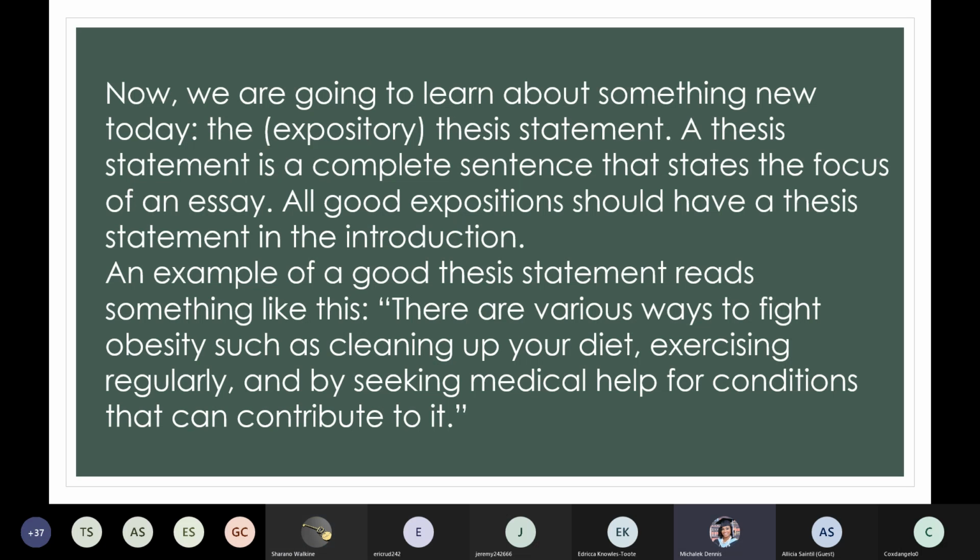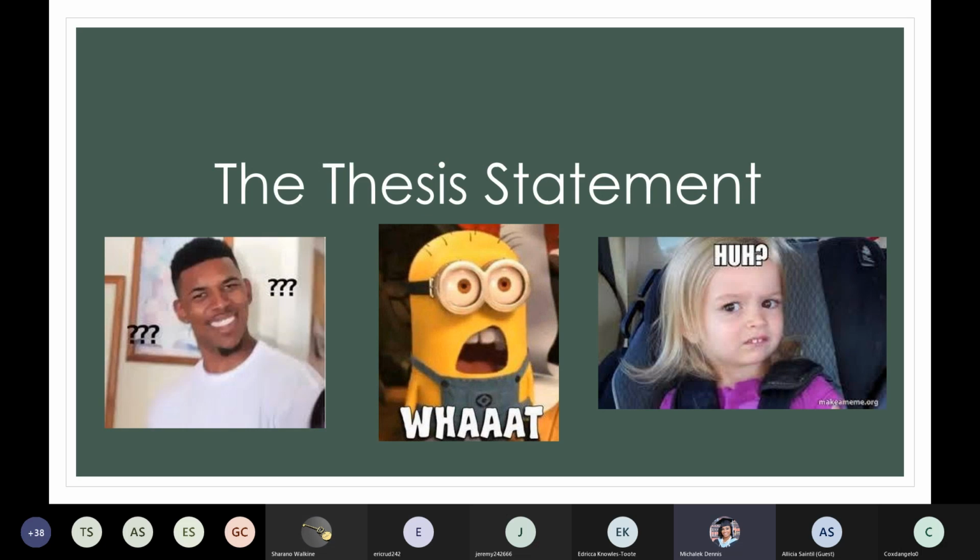What about medical help? Come on now, you can't just say medical help. Seeking medical help for what? I think someone said it's seeking medical help for conditions that can contribute to it, right? So seeking medical help for conditions that contribute to obesity. Now let's move on. Thesis statement.